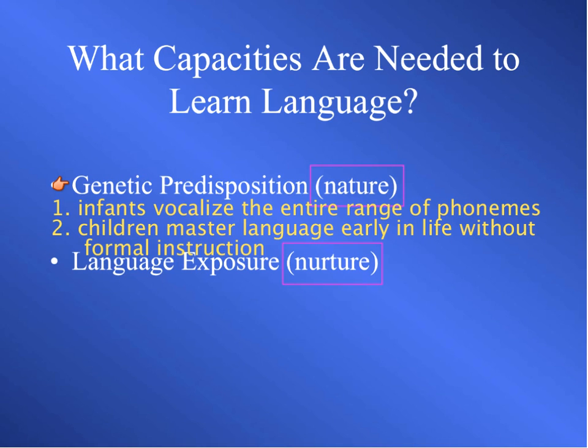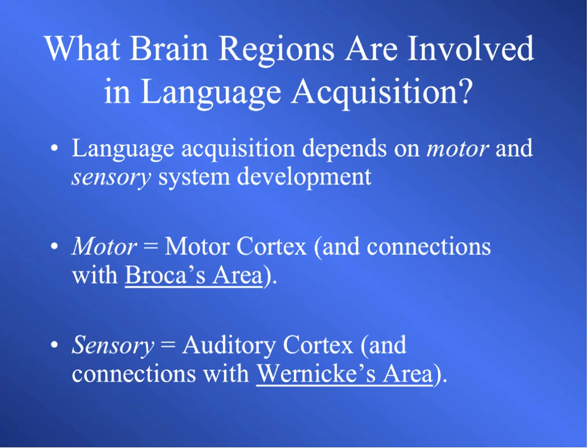The other way that we know that we're built to do language has to do with what we know about the underlying biology in our brains related to language. And this is all review from what we talked about in the bio section, right? Language acquisition, it says here, depends on motor and sensory system development. So there are two separate and relatively independent systems that have to do with movement and sensation.